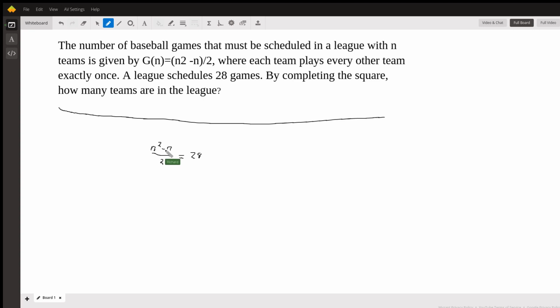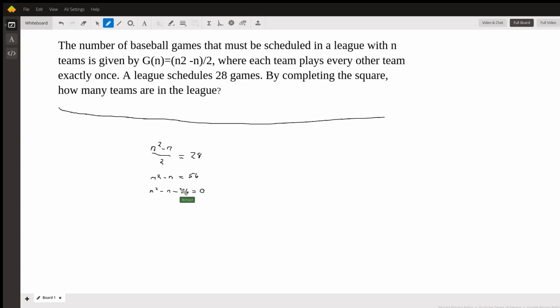Now we want to solve this for n, and we're told to do it by completing the square. So I'm going to multiply the 28 by 2, you get 56. So it's n squared minus n is equal to 56. And then we'll bring over the 56: n squared minus n minus 56 equals 0.